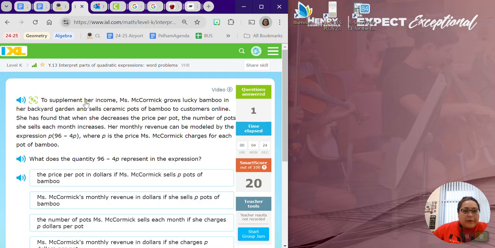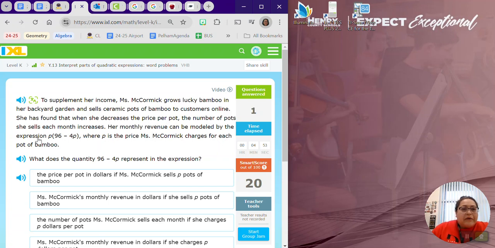All right, to supplement her income, McCormick grows lucky bamboo in her backyard garden and sells ceramic pots of bamboo to customers online. Okay. She's found that when she decreases the price per pot, decreases means lowers, the number of pots she sells each month increases. So she drops the price, she sells more.